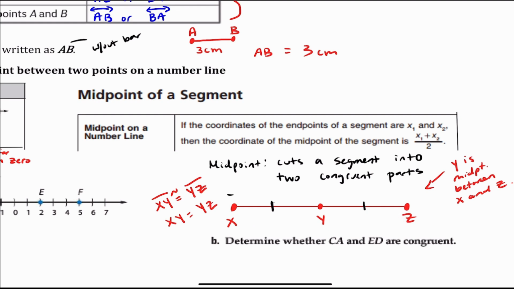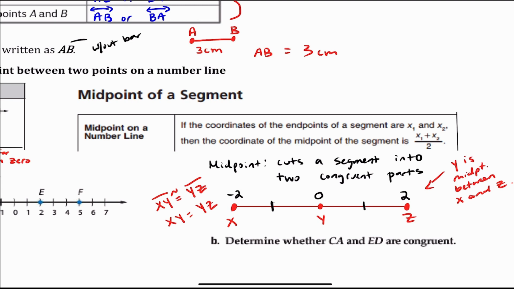Let X be -2 and Z be 2. If Y is the midpoint, what is the value of Y? Since Y is the middle point, or standing in the middle, it would make sense that Y should be 0. Going from Y to X should be the same distance as going from Y to Z.